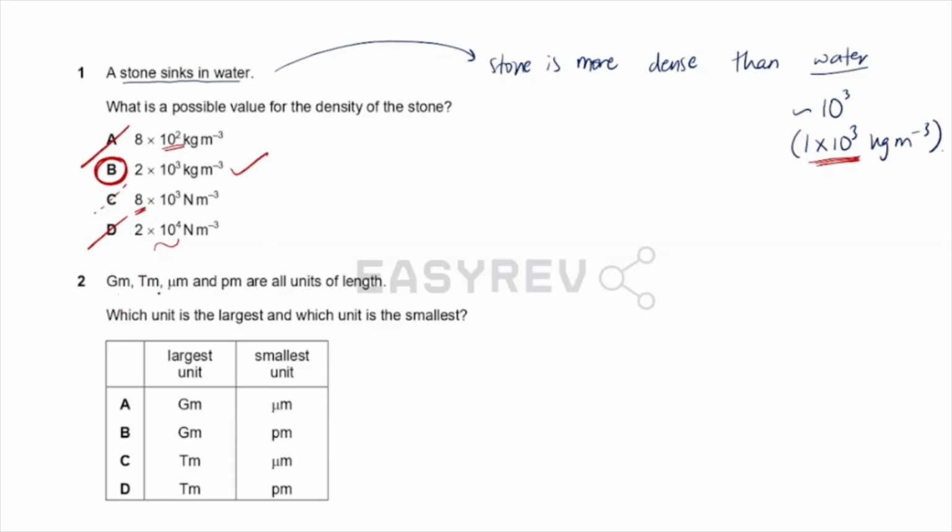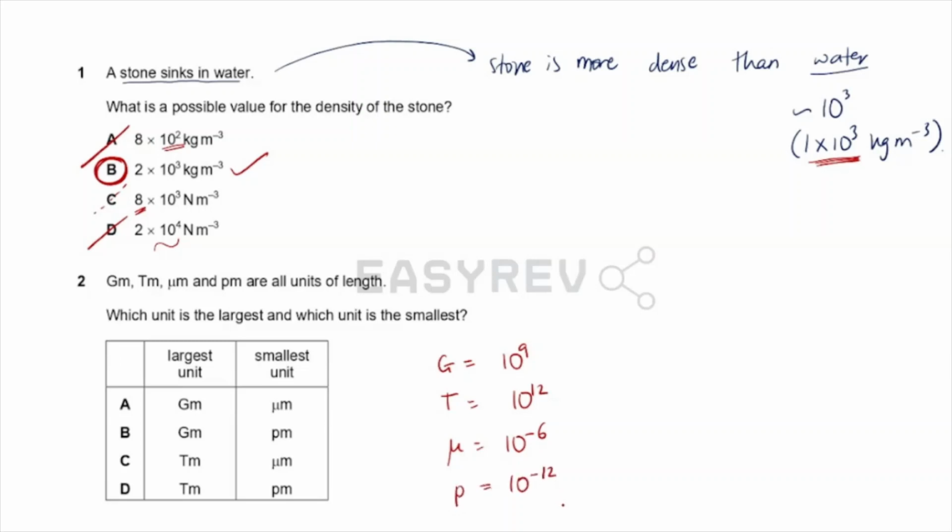Gigameters, terameters, micrometers and picometers are all units of length. Which unit is the largest and which unit is the smallest? So here it's just a matter of recalling the values of each of these prefixes. So if you recall, for giga, the value is 10 raised to the power 9. For tera, it's 10 raised to the power 12. Micro is 10 raised to the power minus 6. And then finally, pico is 10 raised to the power minus 12.